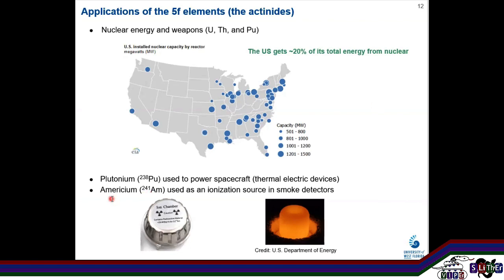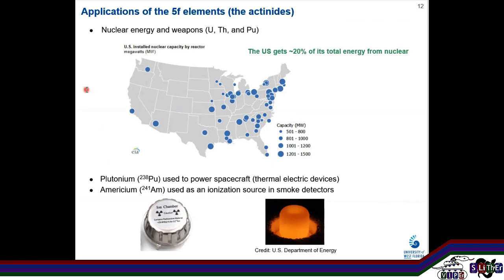Plutonium used to power spacecraft, so thermoelectric devices. Plutonium that you can see here at the bottom produces enough heat from its decay that it can power space devices. So the satellite that went to Jupiter and crashed into the surface of Jupiter after spending, I think, almost 20 years traveling, was powered by a chunk of plutonium.